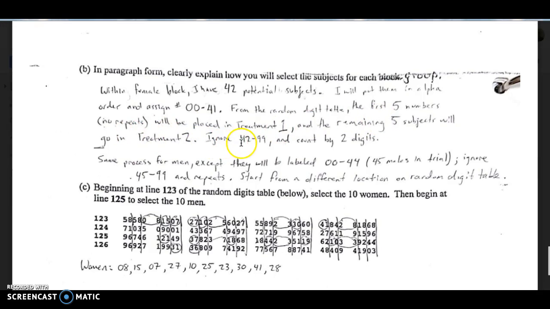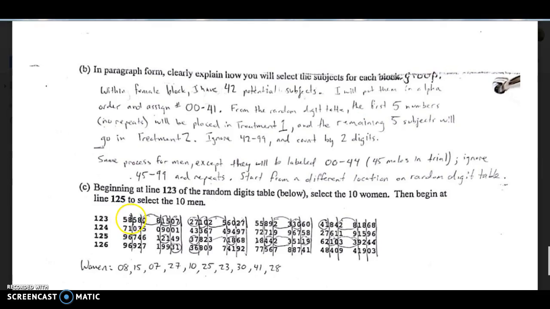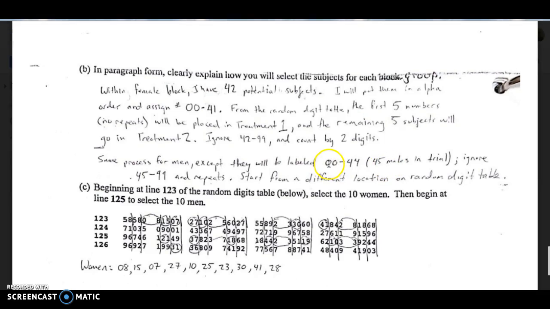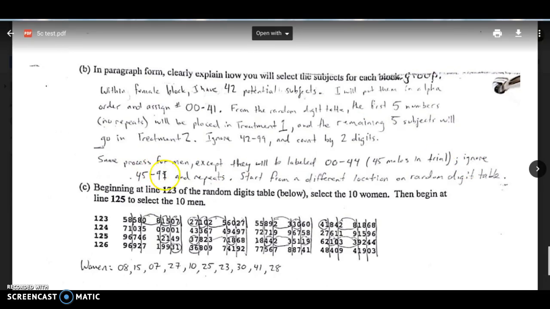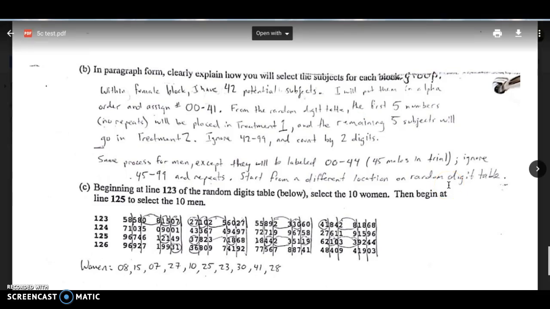I'm going to ignore 42 through 99, and I'm going to count every 2 digits. So when I'm looking at the lines down here, I would go 58, that's a number, 58, that's a number, 08, that's a number, etc. And then I also included in part B that I'm going to do the same process for men, except because there's 45 males, I'm labeling the males 00 through 44. I'm ignoring 45 through 99 and repeats, and I'm going to start from some different place on the random digit table. Otherwise, if I started from the exact same place that I started for the girls, I would get the same numbered subjects for each block.